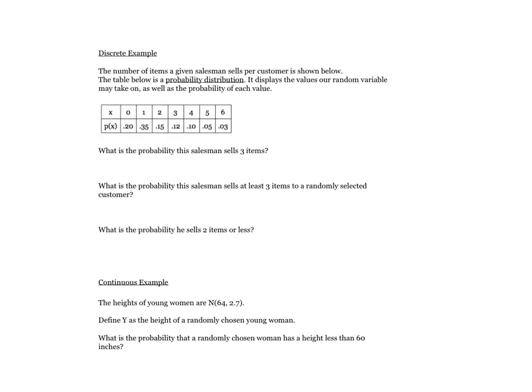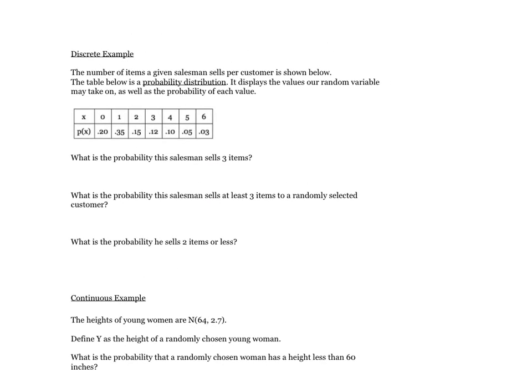So here's an example of a discrete random variable. The number of items a given salesman sells per customer is shown below. The table below is called a probability distribution. When we have a discrete random variable, we'll be able to write out all of the possible outcomes. So apparently this salesman sells anywhere from 0 to 6 items. And you can't think of it as, you can't sell half an item, right? And then there's a probability that goes with each one.